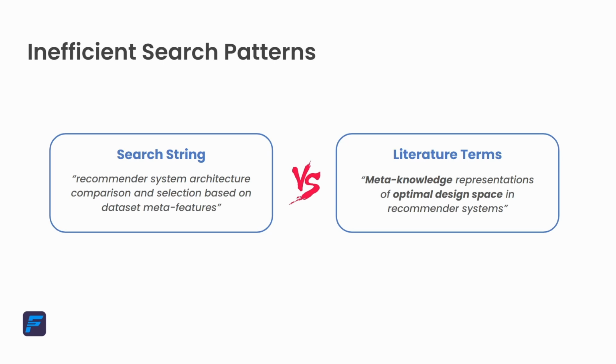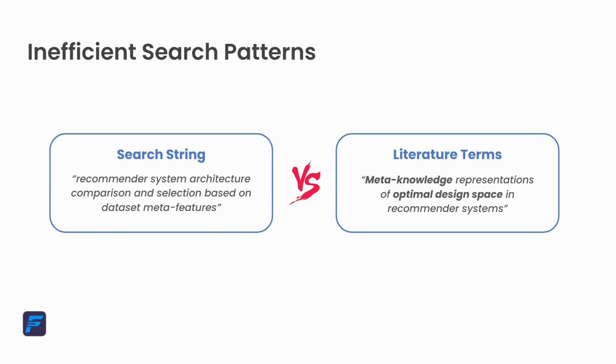Another inefficient search pattern is that, as you're looking for something, for instance the search string on the left, which recommender system performs best based on dataset meta features? This is a very broad search. This is like the idea you have in your head, but then maybe the literature has a totally different way of referring to these things.